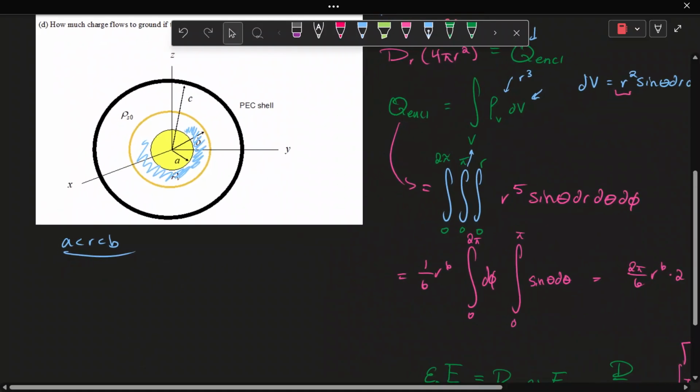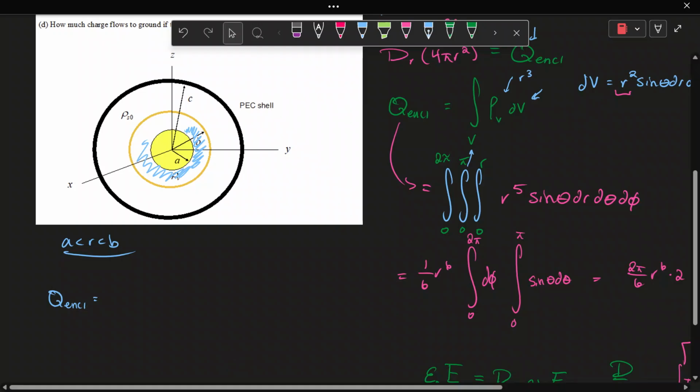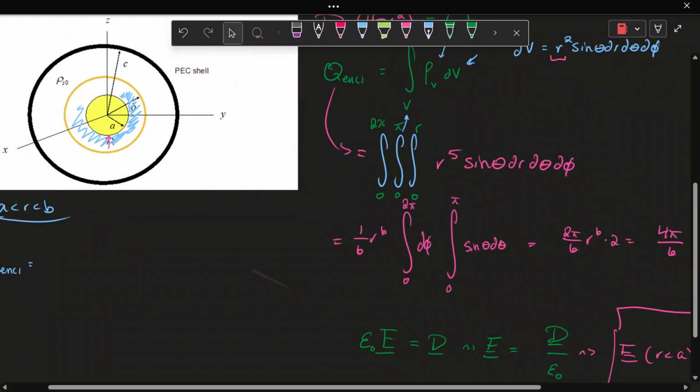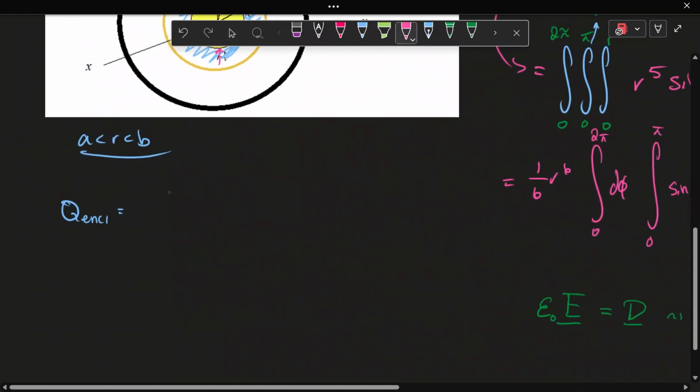So that means Q enclosed must be the same. There's a caveat to this. Because a is baselined, meaning the charge only gets to distance a, the r inside of this enclosed charge, which was 4 pi over 6 r to the 6th, will be replaced. So we'll write this.